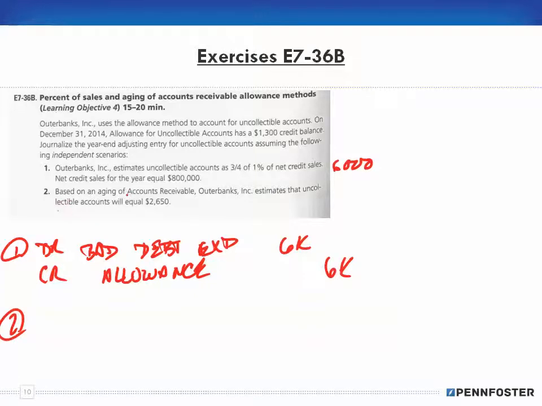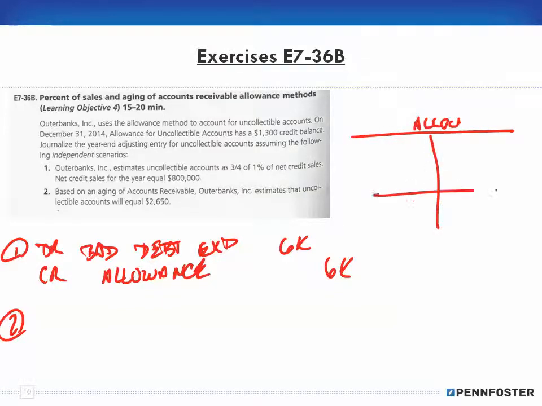Right, number two, based on aging of accounts receivable, Outer Banks estimates the uncollectible accounts will equal $2,650. Now, it's telling us that the uncollectible account will have a balance of $2,650.